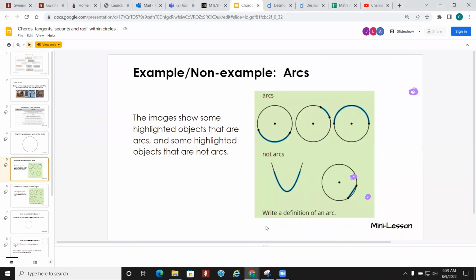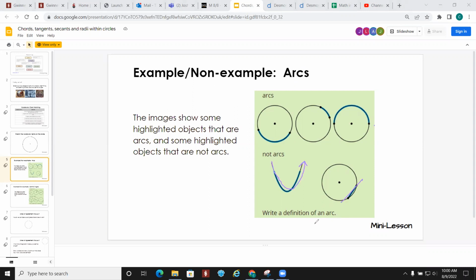Okay, the images show some highlighted objects that are arcs and some highlighted objects that are not arcs. So which ones are arcs and which ones are not arcs? It is labeled. So really quick, let's talk about the difference. This follows the circle, right? This follows the circle. This follows the circle. What does this do? Not follow the circle, it cuts through, right? Straight line, not an arc. Okay, what is this a picture of? What is this called? Quadratic. It's called a parabola. Fantastic.